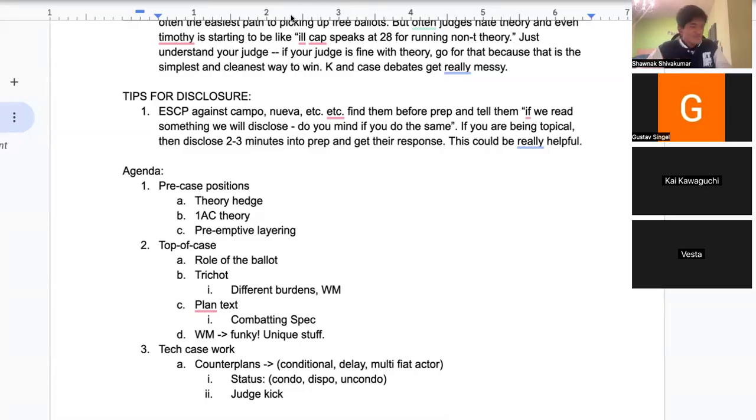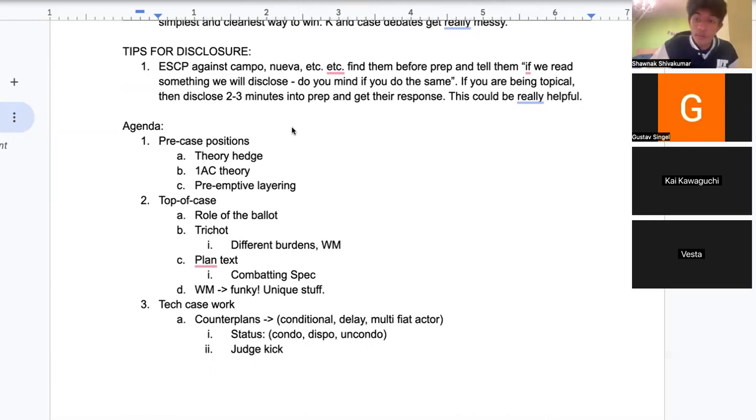Anyways, exactly what I just said. That's how you get people to disclose their critical positions. If you're being topical, once again, disclose two to three minutes in prep, get the response. This could be really helpful because if they say they're reading an affirmative K, you're not going to prep disadvantages. If you prep disadvantages, the case debate doesn't matter anymore, because all you have to prep is the responses to the feminist K. You're not prepping a response to the topic anymore. What's important to note, though, is that when we get to the K section, you probably do want to prep TVAs. You want to prep warrants that show what?